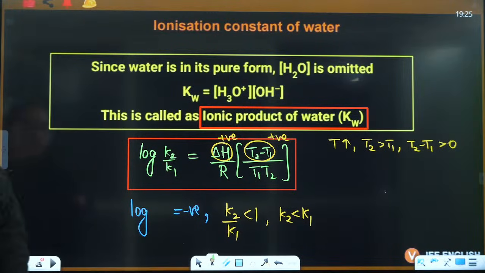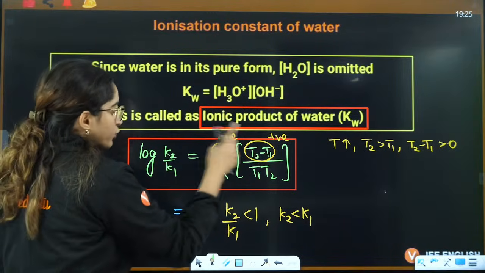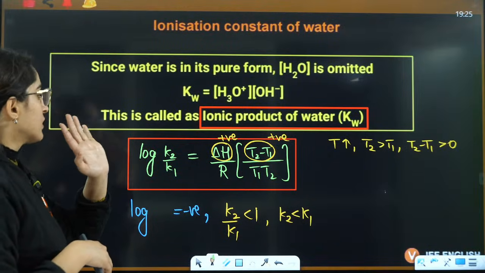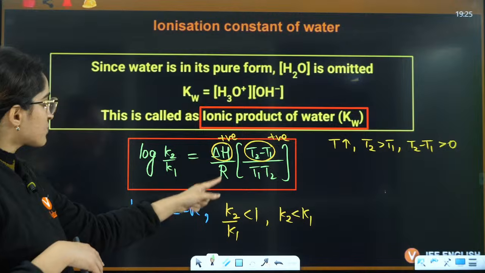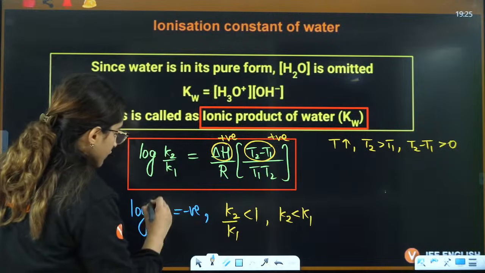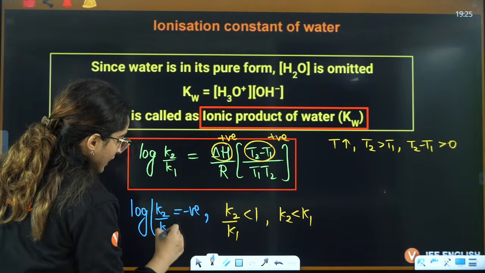Okay? Because I am here taking T2 minus T1, right? Then I'll take K2 by K1. This will be positive here. So log of K2 by K1 equals delta H by R into T2 minus T1. That is correct. Right? So here it will be K2 by K1.